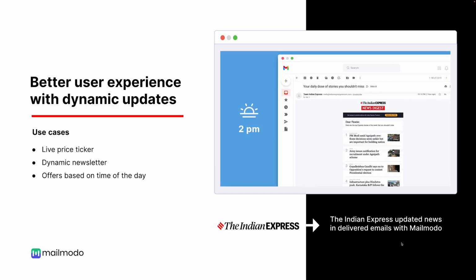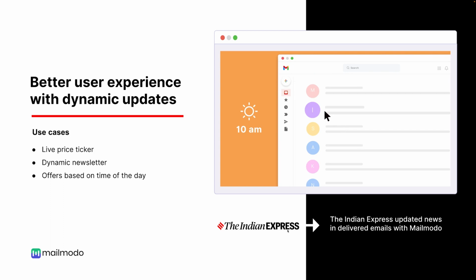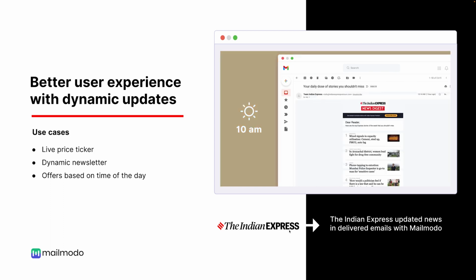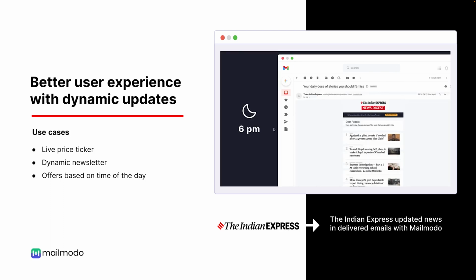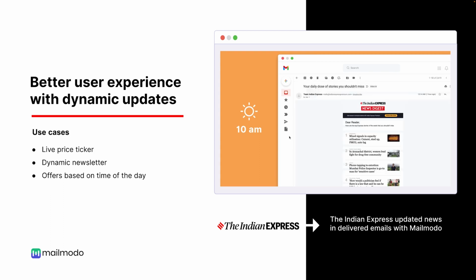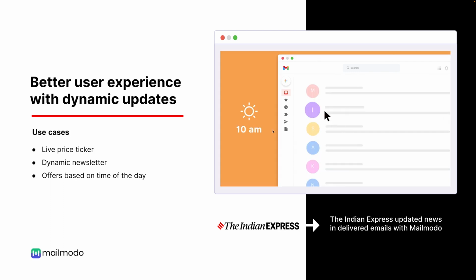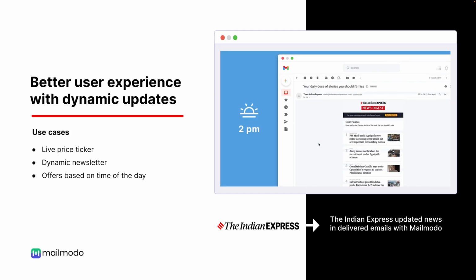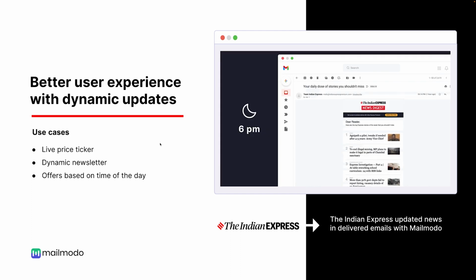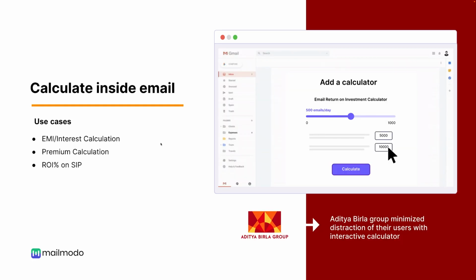Let's look at one more example. This is super, super cool. The Indian Express, a very big publication, was actually able to update the news in the email that was sent to their subscribers in the morning versus the afternoon and the evening, all thanks to AMP. That is so super cool, and you can do it with Mailmodo.